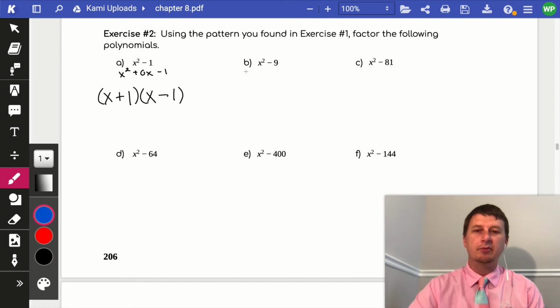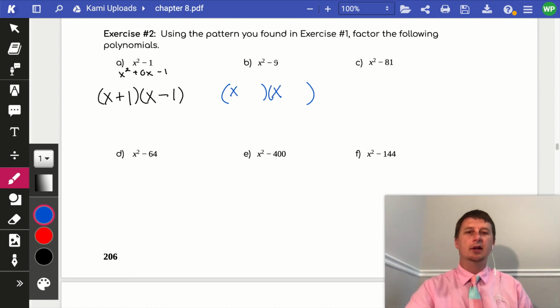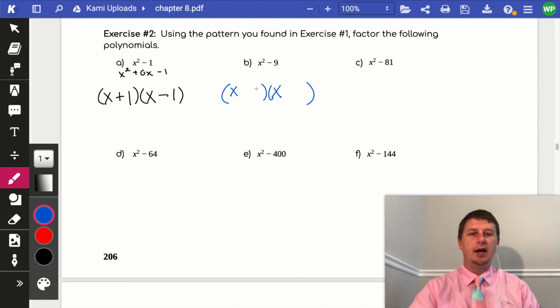So taking a look at part B, we have x squared minus 9. Is this a difference of two perfect squares? And the answer again is yes. Because the square root of x squared is x, x times x is x squared, and what times what will give you 9? The answer is 3. Now, is it a difference? It is a difference. So now we're just going to do plus minus and be on our way.